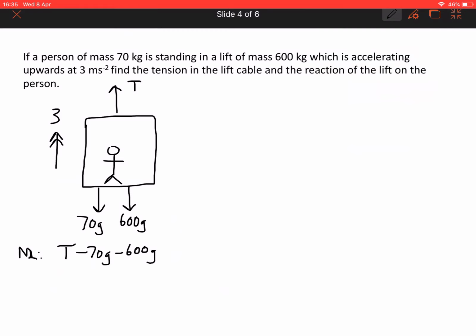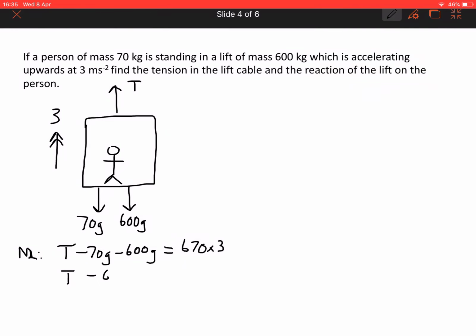So accelerating upwards, I'm going to take the direction of the acceleration as positive, so the resultant force upwards is T take 670g. This equals the total mass, which is 670, times the acceleration, 3. So that's Newton's second law. The resultant force is the mass times the acceleration. And we can calculate the tension.